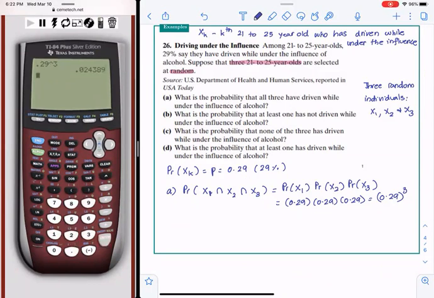And that would give us a probability of 0.02439. I can write that as 0.0244. It's about 2.44%.